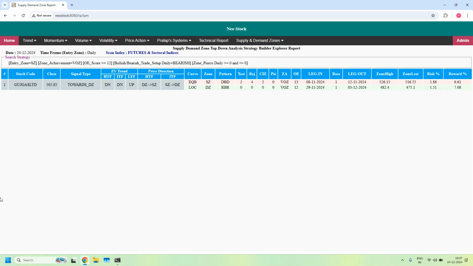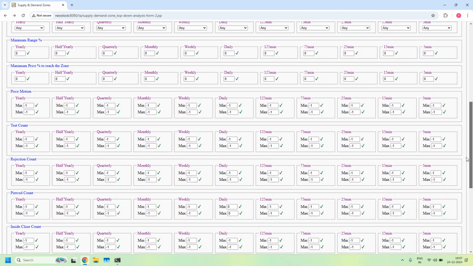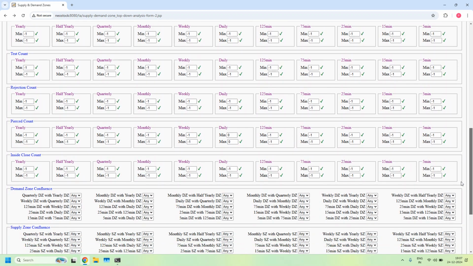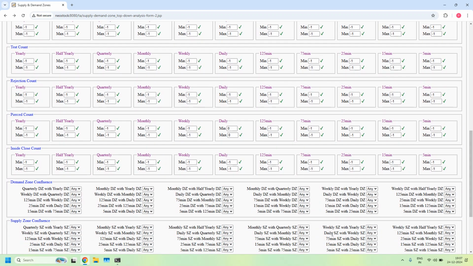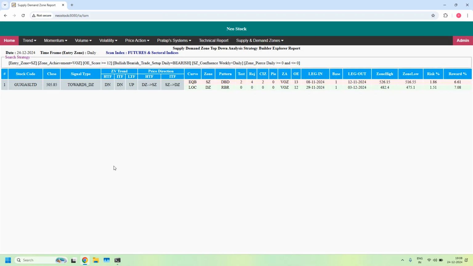Let's verify this stock is having ITF supply zone confluence. That is daily supply zone with weekly supply zone confluence filter. I am enabling. With this filter, the stock is filtered. So it's a high probability setup.